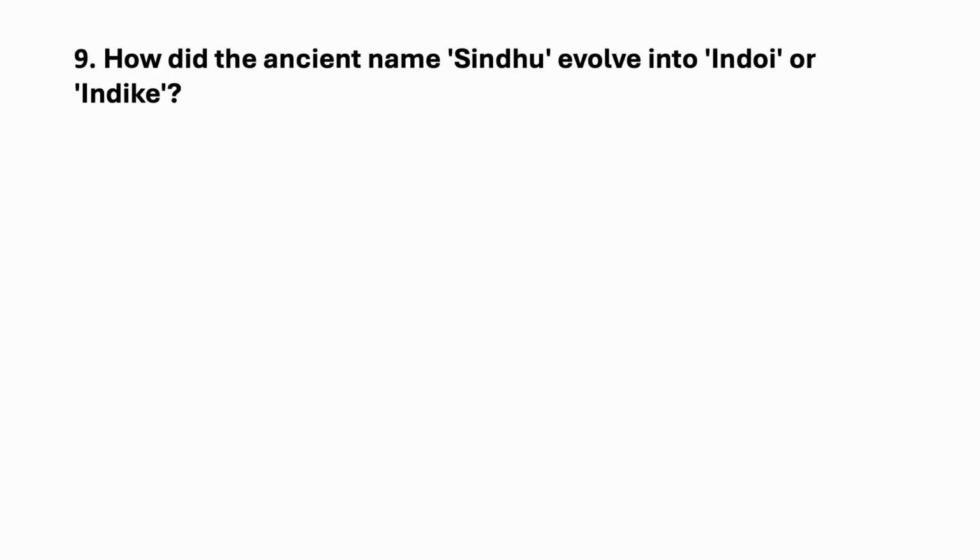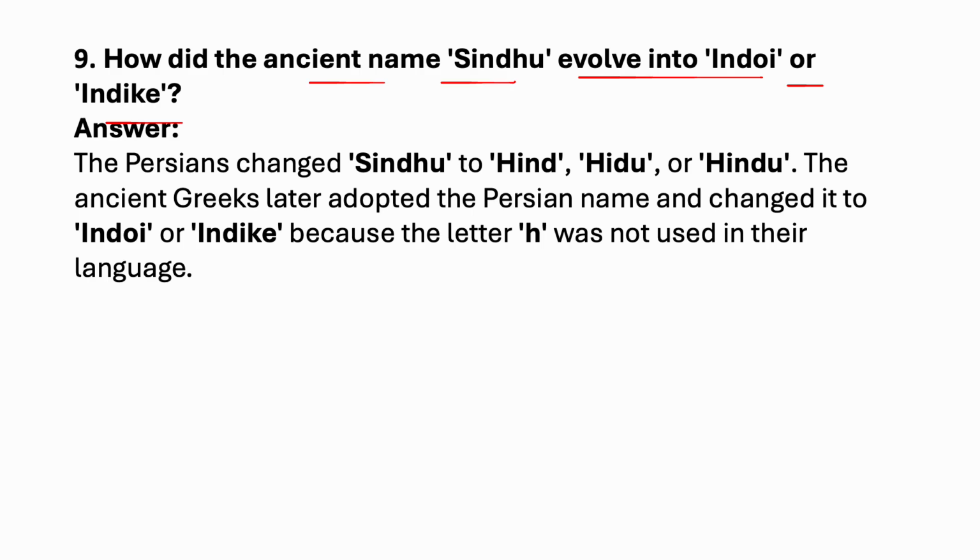Next one, how did the ancient name Sindhu evolve into Indoi or Indike? Answer, the Persians changed Sindhu to Hind or Hidu or Hindu. The Persians found it difficult to pronounce Sindhu. So they changed Sindhu to Hind, Hidu, Hindu.